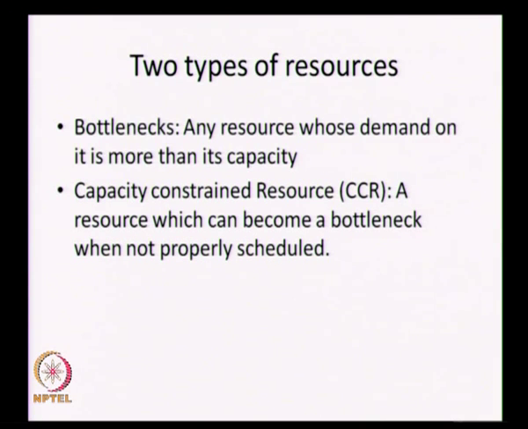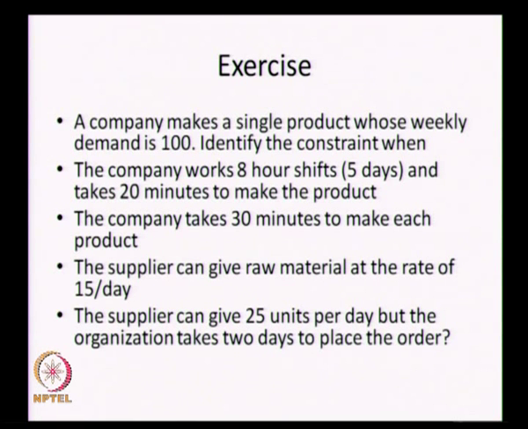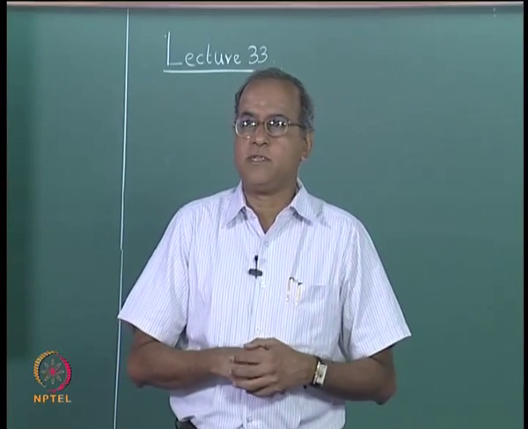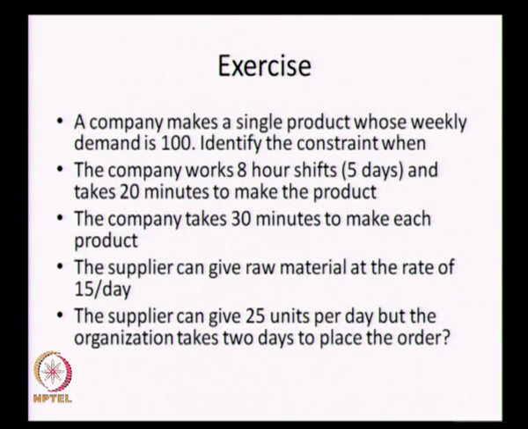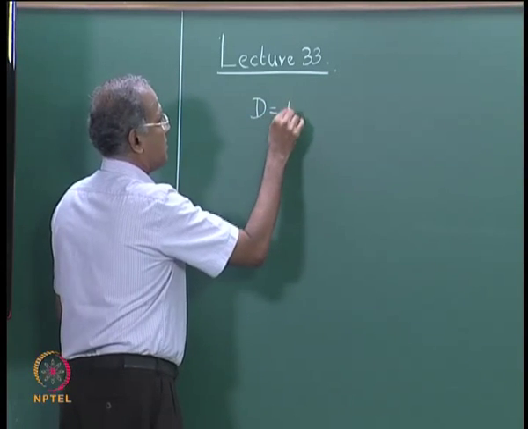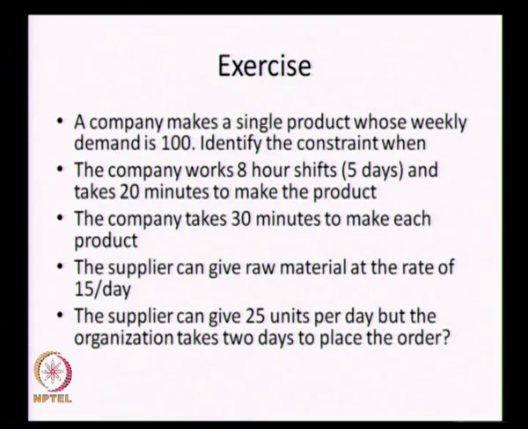We also defined two types of resources, which are bottlenecks and capacity constrained resources. We also spoke about resources which are non-bottlenecks. Now we take an example to show that different constraints can affect the performance of the system. The example is about a company that makes a single product whose demand is 100. We assume that this demand is 100 per week, because it is given that the weekly demand is 100.